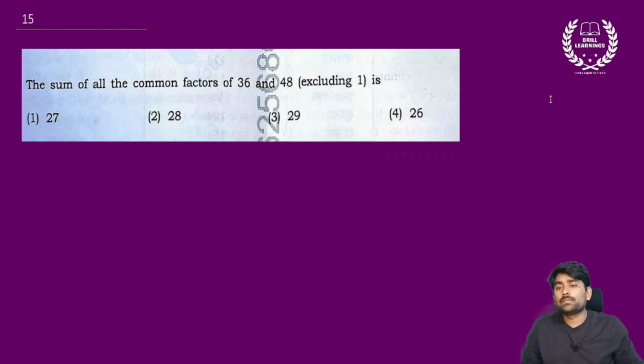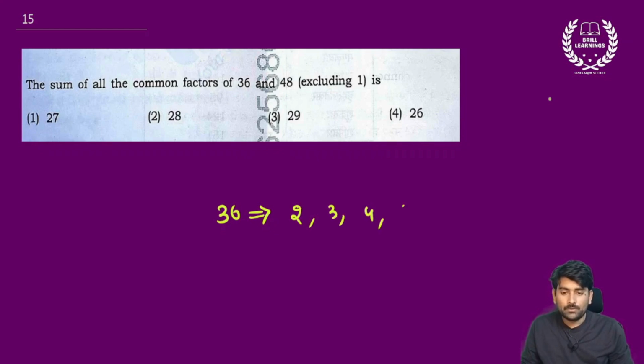Sum of all common factors of 36 and 48 excluding 1. Here we need to exclude 1. First write down the factors of each number individually. So 36 factors. 1 we need to exclude, right? So start from 2. So 2 is a factor, 3 is a factor, 4, 5 is not a factor, 6 is also a factor, 8, 9 is a factor, 12 is a factor, 18 is a factor, and 36 is the last factor itself.